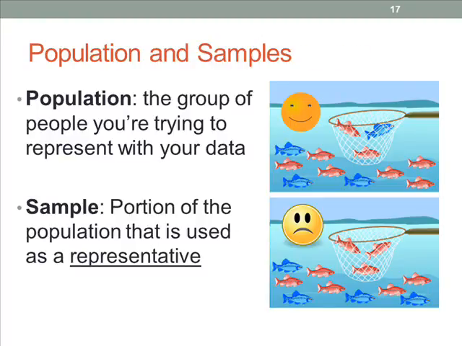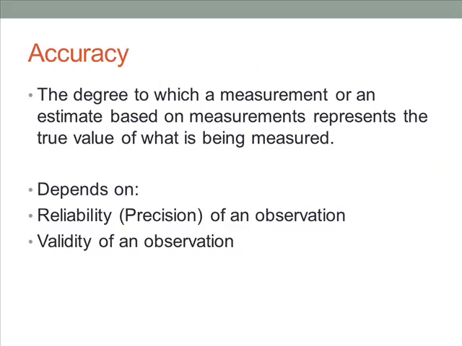Slide 17. Do you know the difference between population and sample? Population is the group of people you're trying to represent with your data. Sample is the portion of the population that is used as a representative. Slide 18. Accuracy is the degree to which a measurement or an estimate based on measurements represents the true value of what is being measured. It depends on reliability, precision, of an observation and validity of an observation.